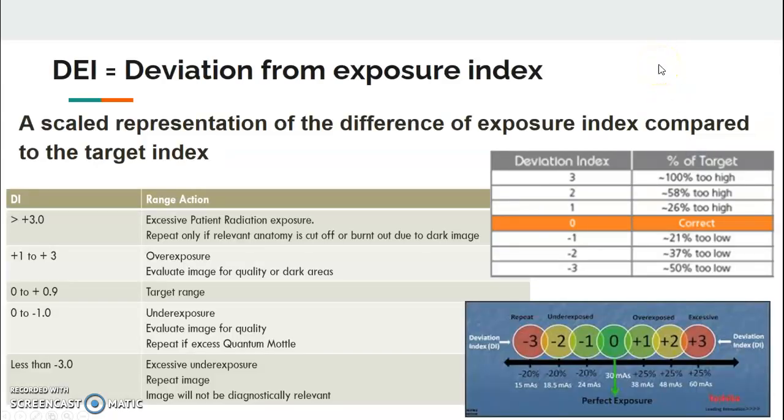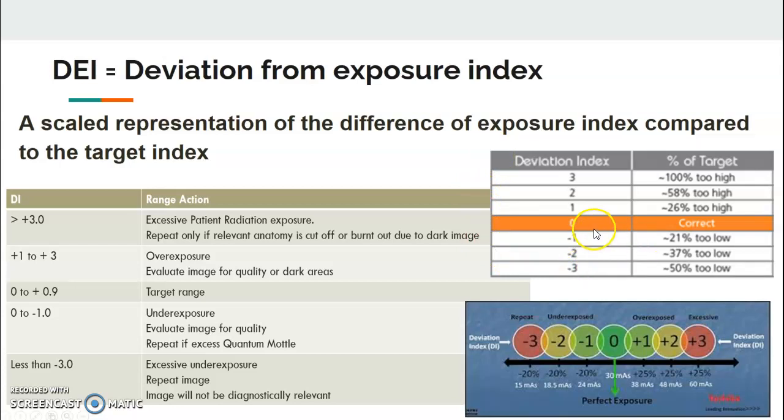The DEI is your deviation. So how far off were you compared to the target? And each equipment will have a different sort of value range, but it's really similar in concepts. You're either over or under. It usually gives you a number or a percentage.